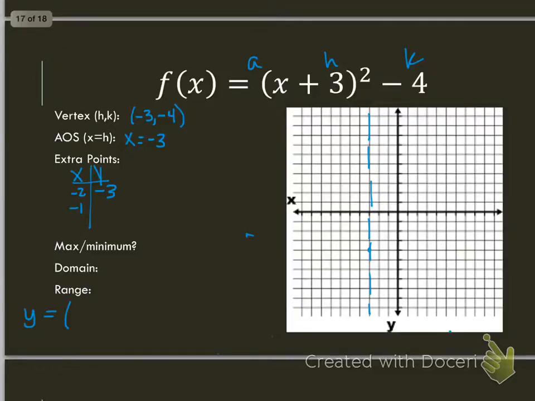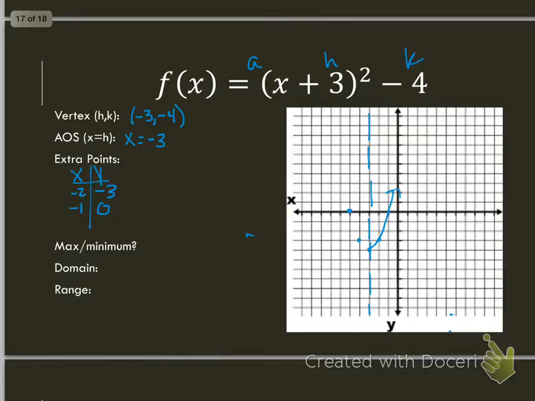So y equals -1 plus 3 squared minus 4. -1 plus 3 is 2. 2 squared is 4. 4 minus 4 is 0. So if I were to graph these, I go left 2, down 3 for -2, -3. So left 2, down 1, 2, 3. I'm going to mirror it across that dash line. And then my other one is -1, 0. So I go left 1 and plot my point. That is 2 away, so I'll go 2 away on the other side.